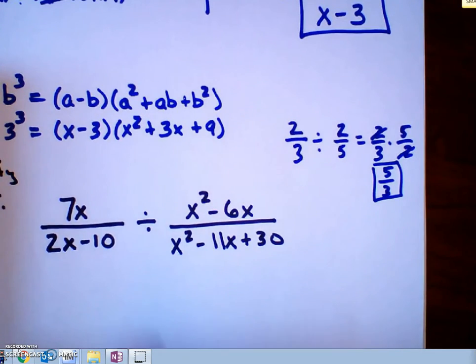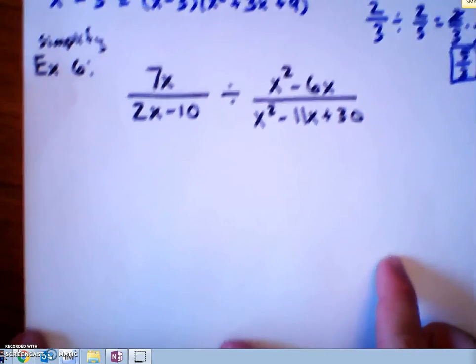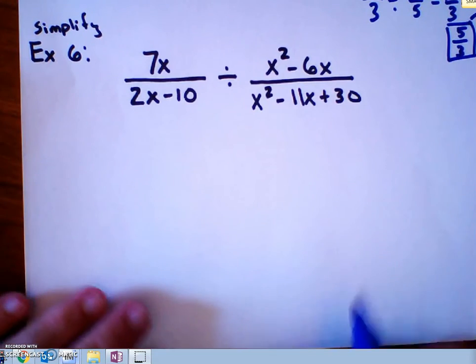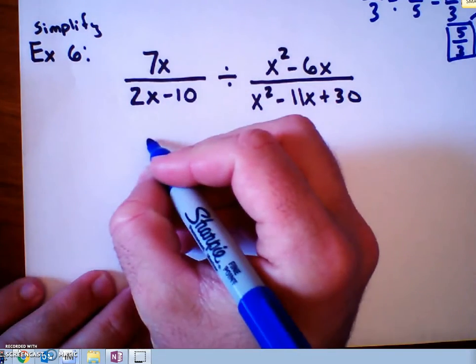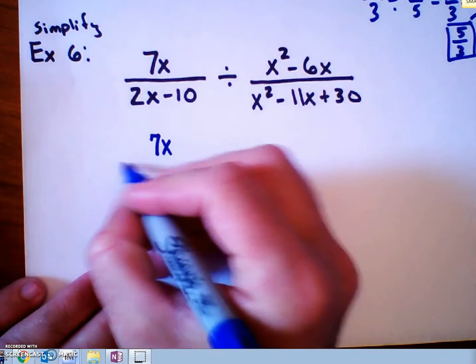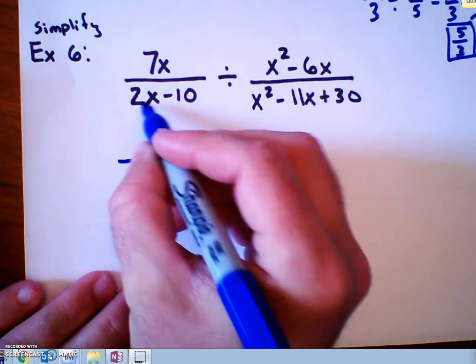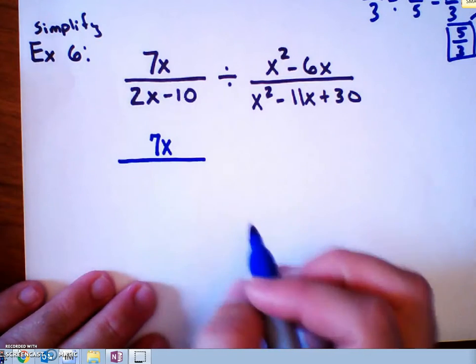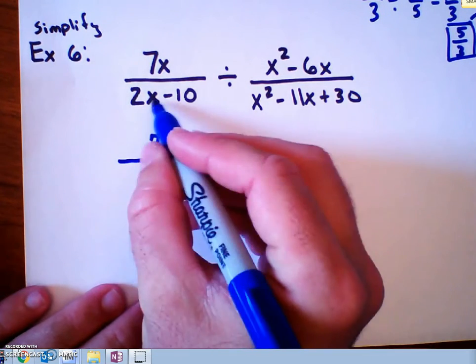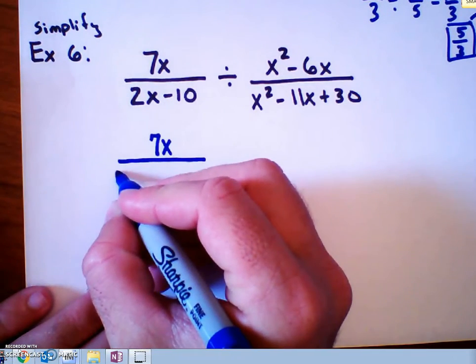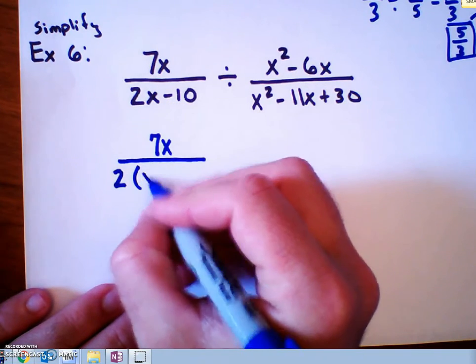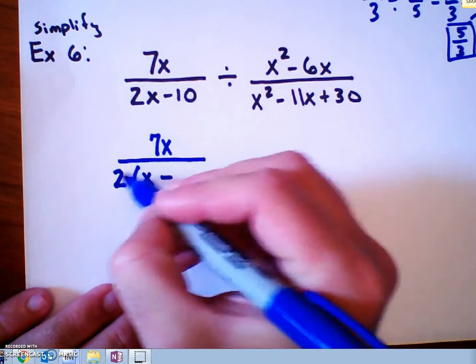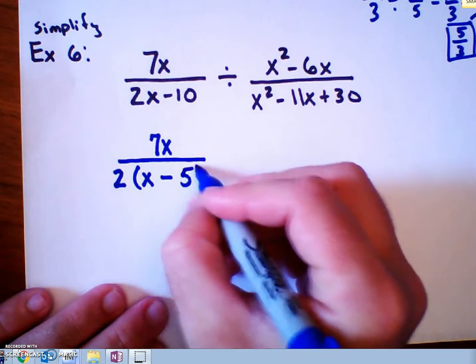Okay, so we're going to apply that same concept here. So, first things first, we're going to factor. So, 7x is a one-term statement. It cannot be factored. 2x minus 10, you can take out a greatest common factor. A 2 can come out of both 2 and 10, so take a 2 out. When you take the 2 out, the first term is left with just an x. 10 divided by the 2 you took out is now a 5.